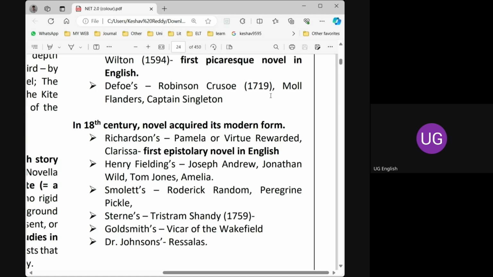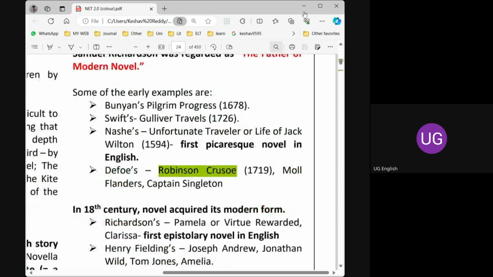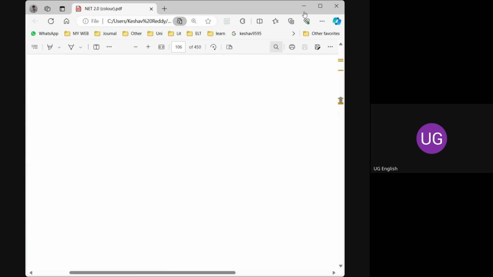So I will just move to Daniel Defoe's works. If you permit, I will just scroll down. Just a minute, I will show you one example. Please wait. It's just a second to show you an example.